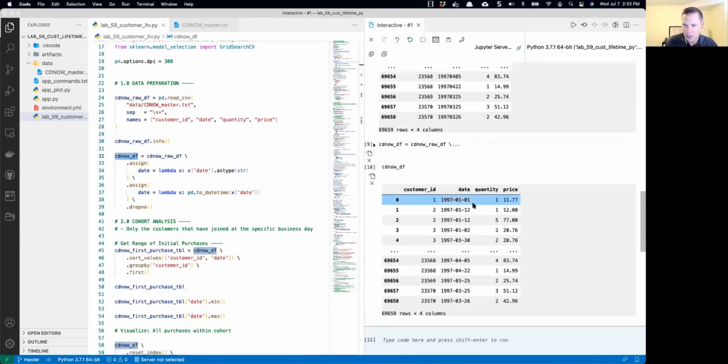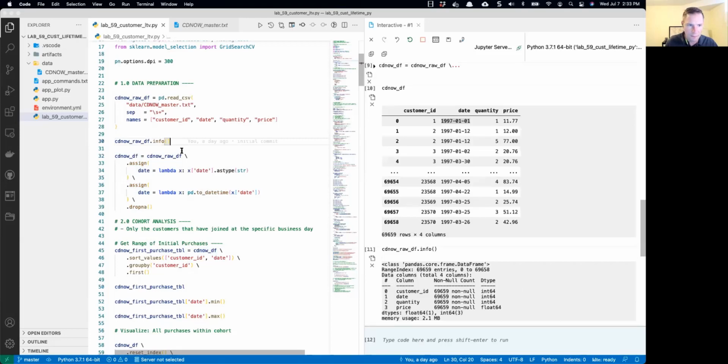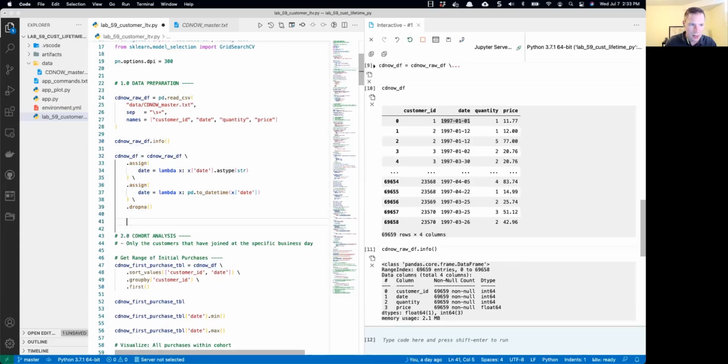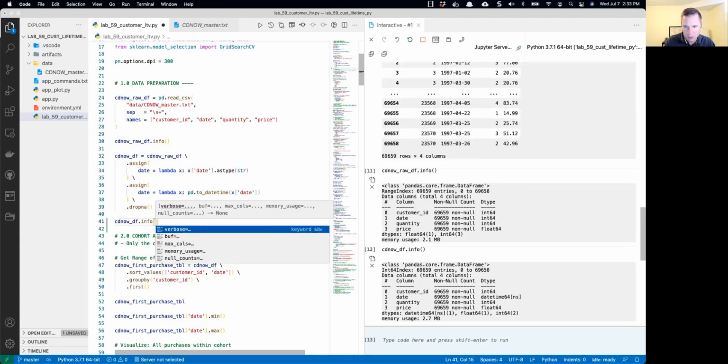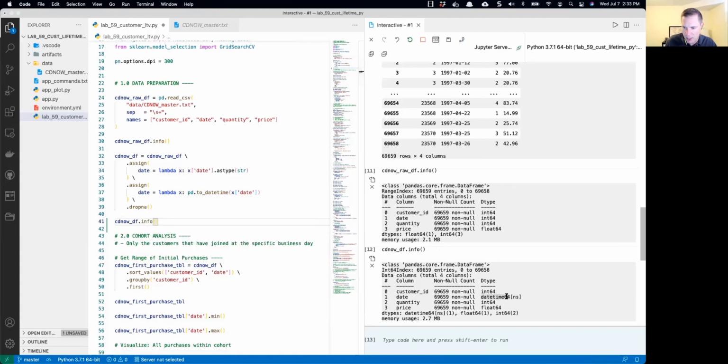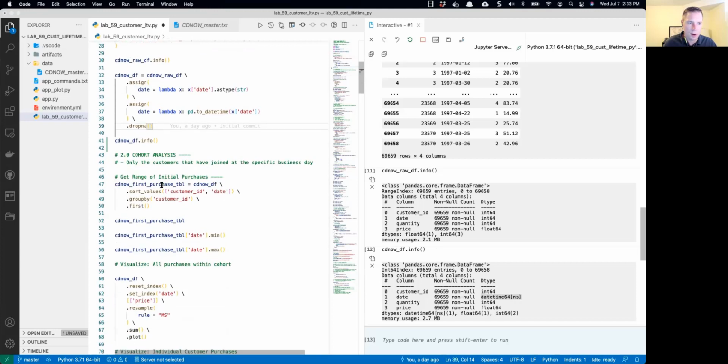So now you can see it's a datetime. If I run this info again, or actually if I run that down here, CDNOW df.info, we can see that it's now a datetime64. So we should be good, ready to move on.